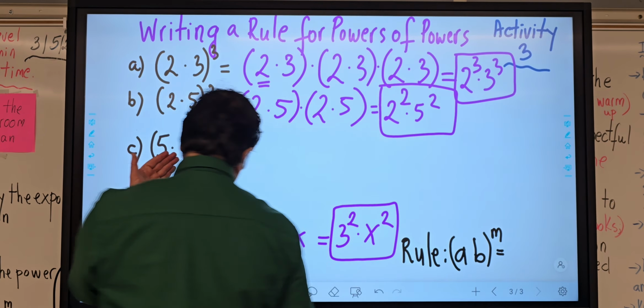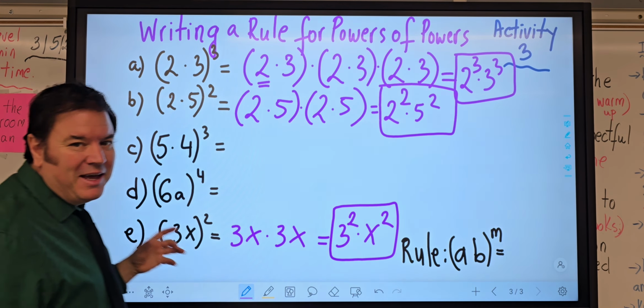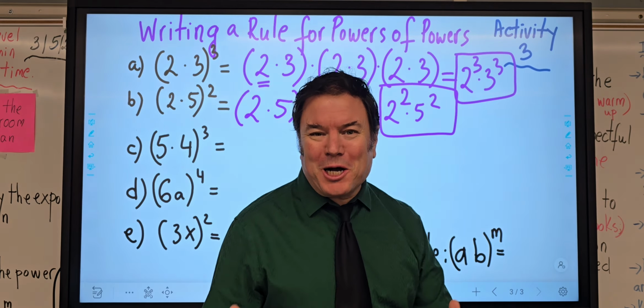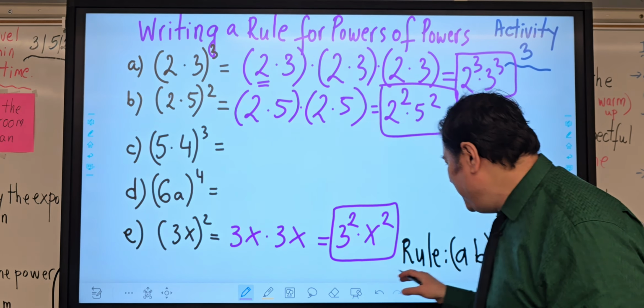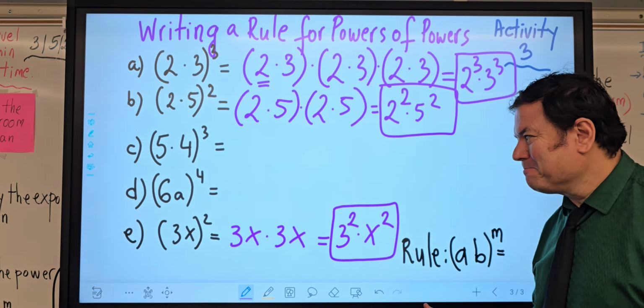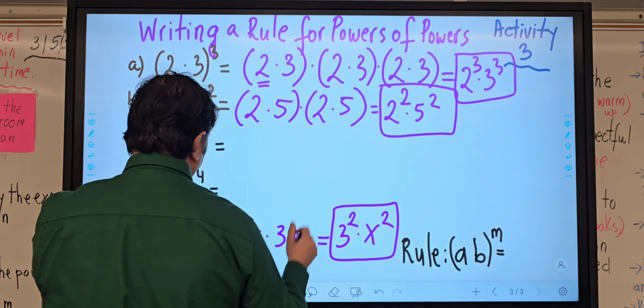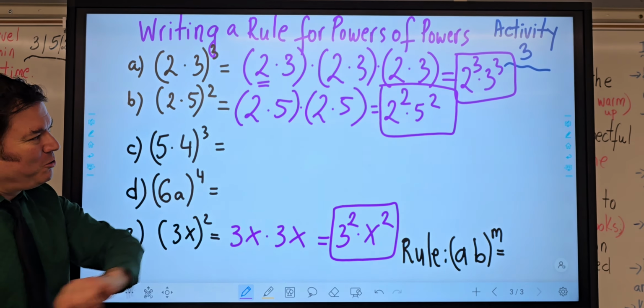So again, take a few minutes, work on C and D, and see if you can use inductive reasoning, and then see if we can find a rule in general terms. Okay? Take some time, work on those problems, see what you get, and see if we can find a rule.